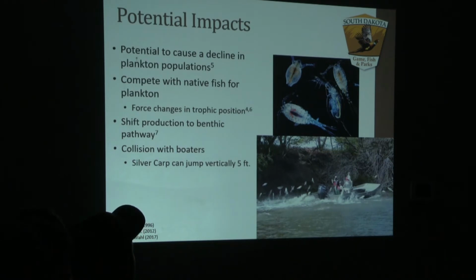So as I mentioned briefly before, these fish do eat phytoplankton, which is what our game fish eat. So there's some competition there, and that forces a change in their trophic position. It shifts that production to the benthic area, which can be advantageous for certain species, but for most of our game species, it does not help them.